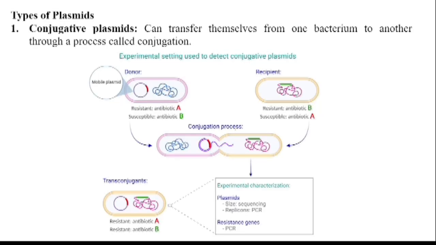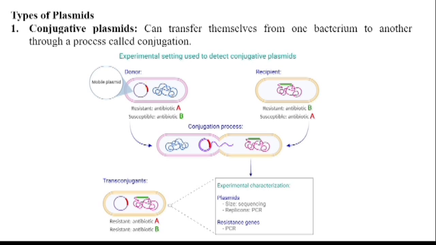In addition to that, as far as types of plasmids are concerned, the first one is the conjugative plasmids. These conjugative plasmids can transfer themselves from one bacterium to another bacterium through a process called conjugation. Here in this figure, you can see this is the mobile plasmid. This is the bacterial cell.